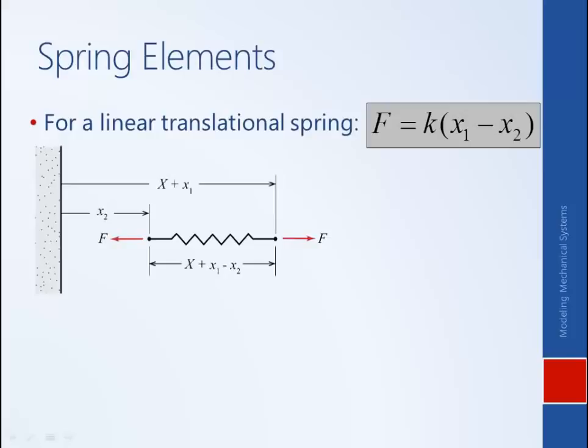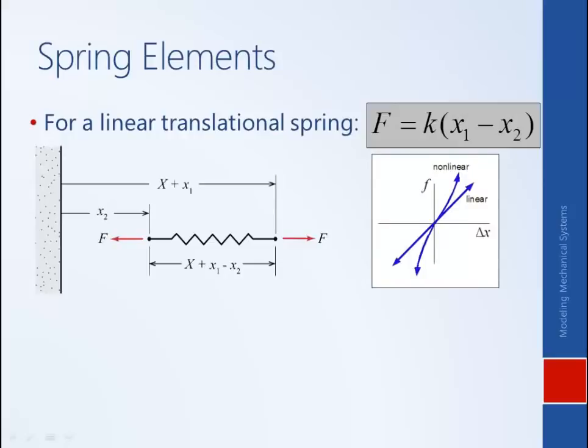This type of model of a spring, using Hooke's law, is desirable because it's a linear model. The force generated is linearly proportional to the deformation. In reality, all springs are nonlinear. If you stretch the spring far enough, it will, in essence, start to take a set. It may deform plastically.